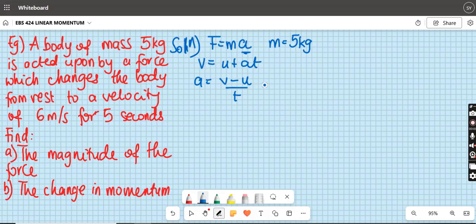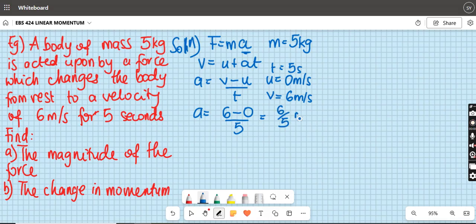Now, when it says it starts from rest, that means that initial velocity is 0 meters per second to a velocity of 6 meters per second. And our time is given. Our time is 5 seconds. So let's find our acceleration. We're going to have 6 minus 0 over 5. So our a will be 6 over 5 meters per second squared.